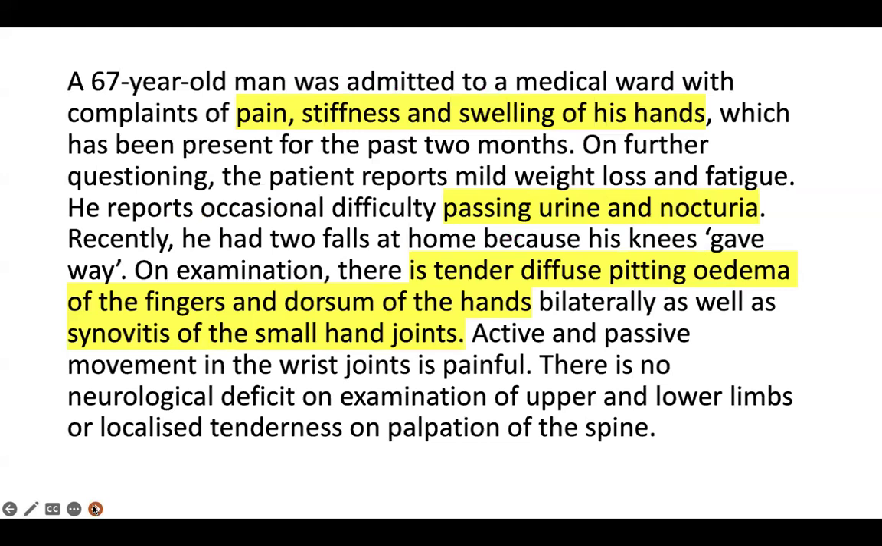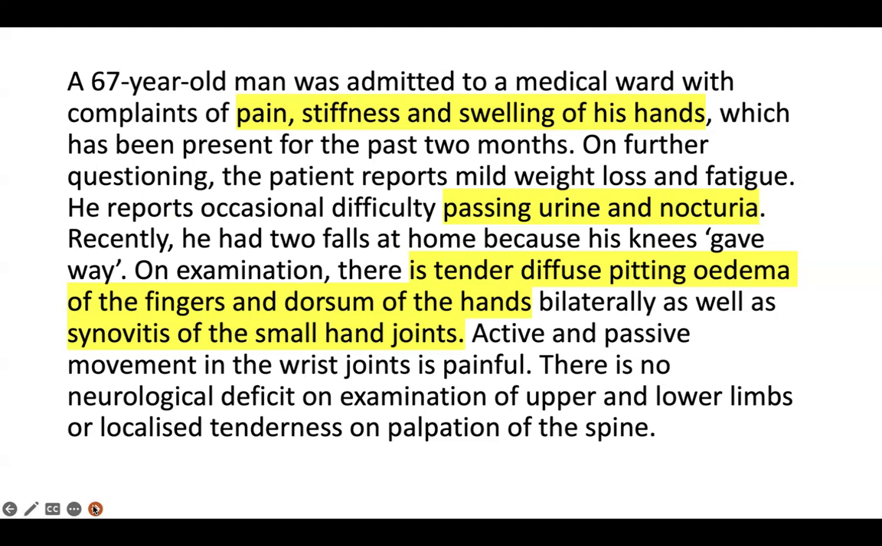A 67 years old man admitted to the medical ward with a complaint of pain, stiffness, and swelling of the hands, which has been present for the past 2 months. On further questioning, the patient reports mild weight loss and fatigue. He reports occasional difficulty in passing urine and nocturnal urination. In the recent days, he had 2 falls at home because his knees just gave way.